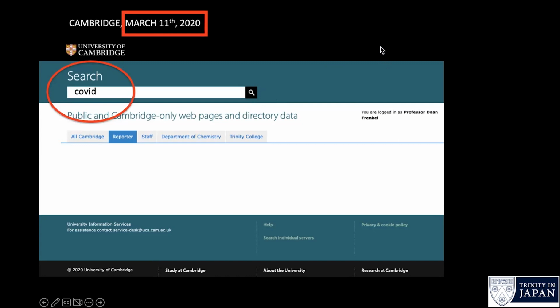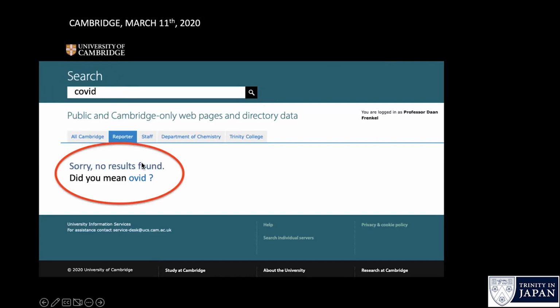So it was 12 days before lockdown in the UK. But it was clear what was happening already. So we looked for COVID, and then Cambridge, being a very classical university, said, no results found. Did you mean Ovid? And of course, for those who study the classical languages, this would be a very obvious answer. But at that stage in the game with the whole pandemic, I was a bit surprised. But by now, if you look for COVID, of course, you find a lot more. But I was a bit late.